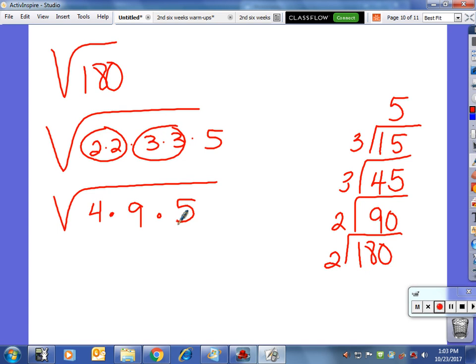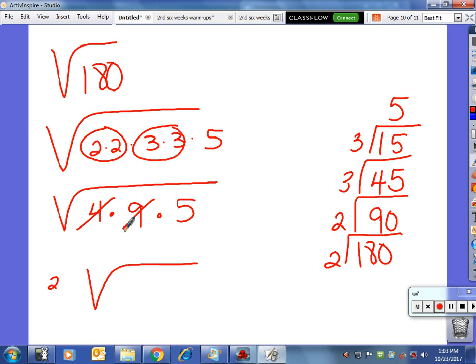Now watch what's going to happen though. Everything I take out is going to go to the front of the radical symbol. And if I take out more than one thing, you got to multiply everything that you take out. I'm going to take out the square root of 4. What is the square root of 4? 2. So just imagine there's a 2 hanging out here. The 4 is gone now, and it's now outside because the square root of 4 is 2.